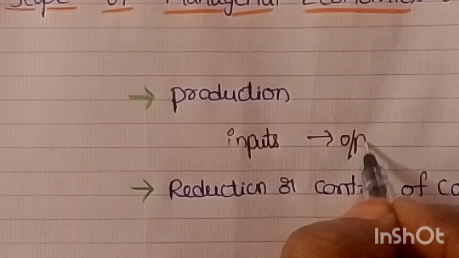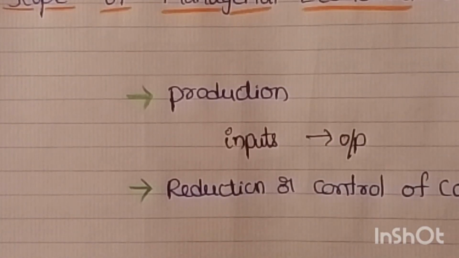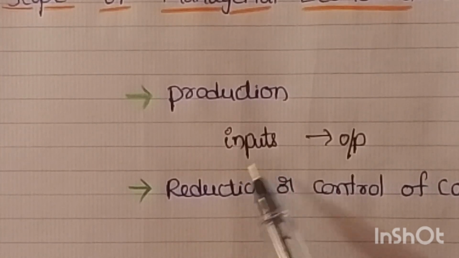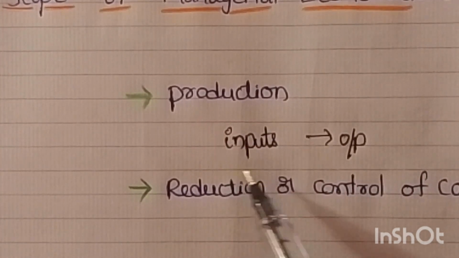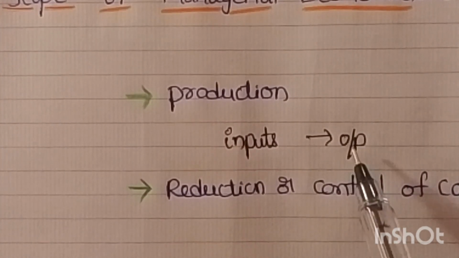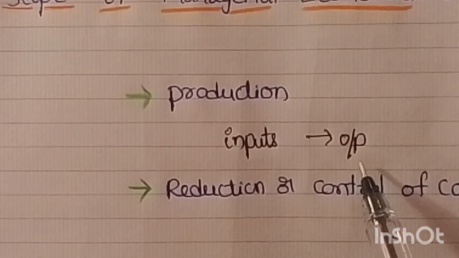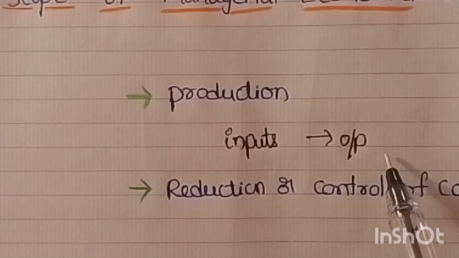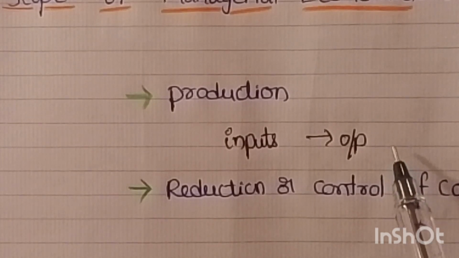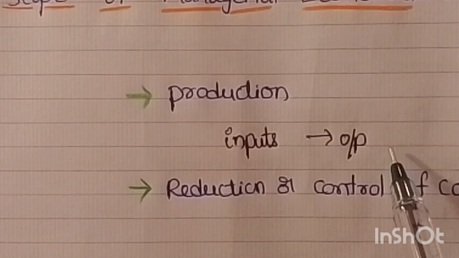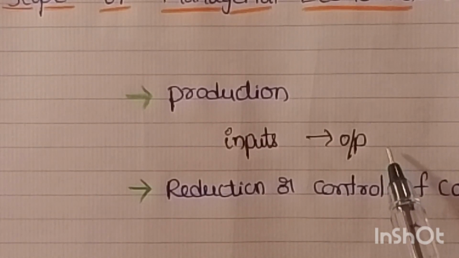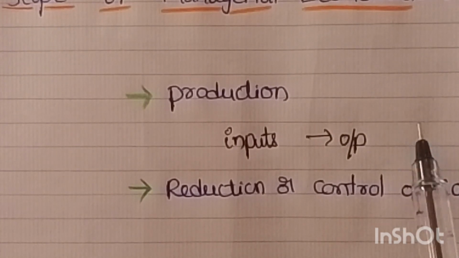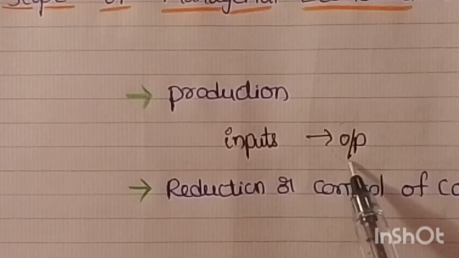Okay, so what are the inputs? The inputs may be raw material, manpower, machines, money. So these are the inputs, which are converted into output, that is our required end product. That may be a car, a bike, or any food items. Suppose let us take an example of a cake. So here the cake is the final output.